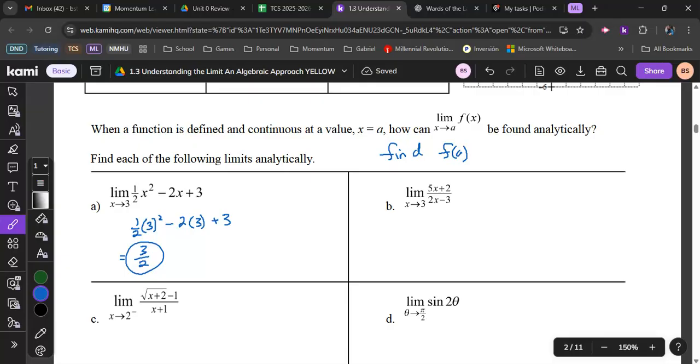Because it exists. It's continuous. How do I know it's continuous? It's a polynomial. Polynomials are continuous. All right, so here what are we going to do? We're going to plug it in. Before I plug it in, what should I check?